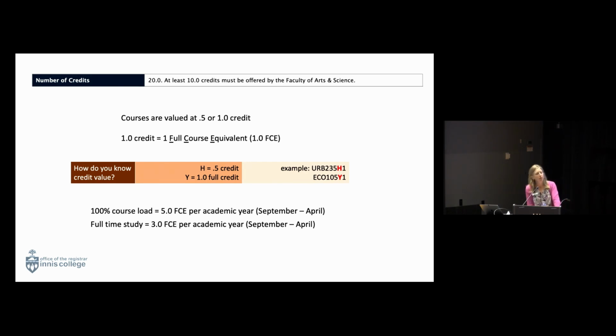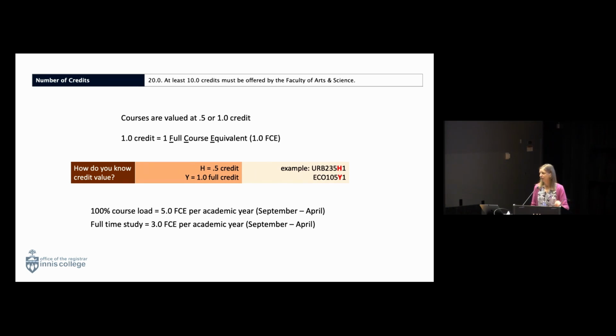So how do you know if a course is valued at a half credit or a full credit? Well, I have 2 examples here. It's all in the course code. So a course code is 8 characters long. The first 3 letters of the course code will tell you the department the course is offered through. The next 3 numbers will tell you the level of the course.